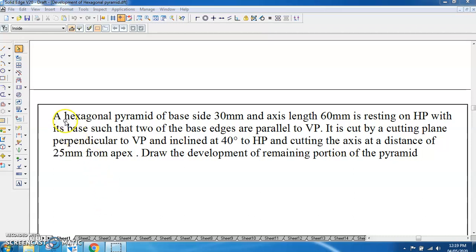So the problem statement given here is a hexagonal pyramid of base side 30 mm and axis length 60 mm is resting on HP with its base such that two of the base edges are parallel to VP, and it is cut by a cutting plane perpendicular to VP and inclined at 40 degrees to HP, and it is also cutting the axis at a distance of 25 mm from apex. Draw the development of remaining portion of the pyramid. So we have to draw the development of remaining portion of the pyramid for this statement.